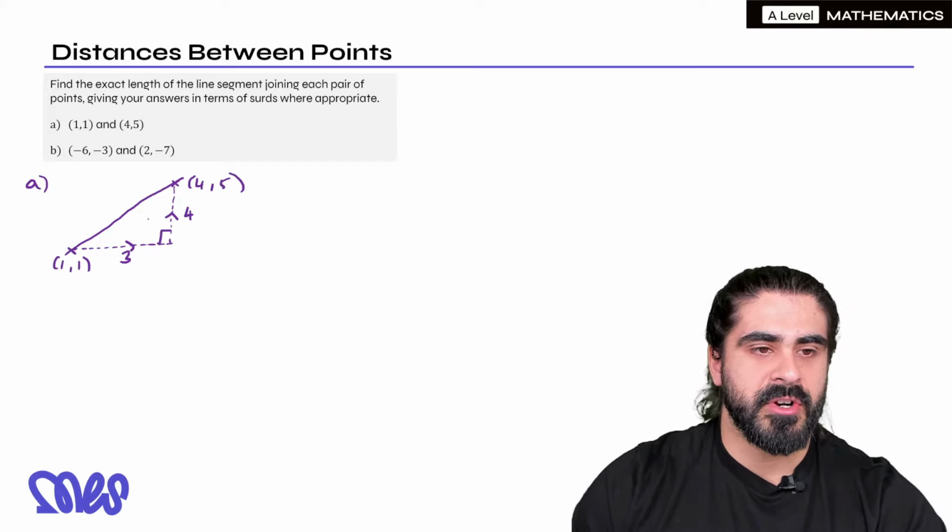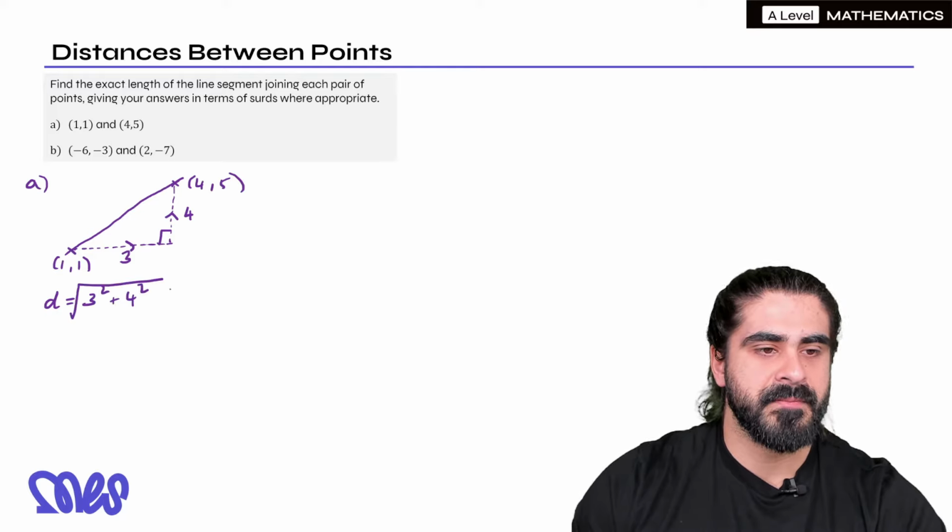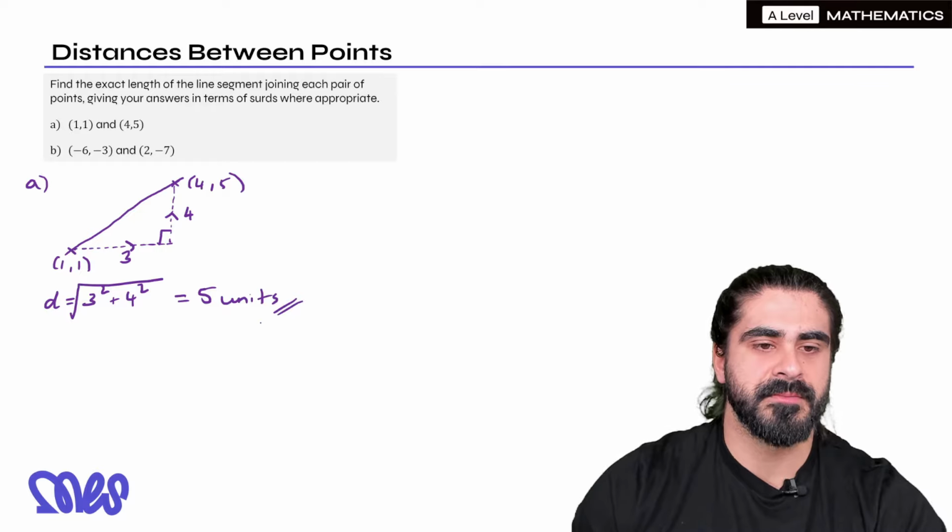So because it's a right angled triangle, to find the length between the two coordinates, we just have to do Pythagoras. So the line segment, I'm just going to call it D, is the square root of 3 squared plus 4 squared, which is 5. And you can say units. You don't have to if you don't want to.